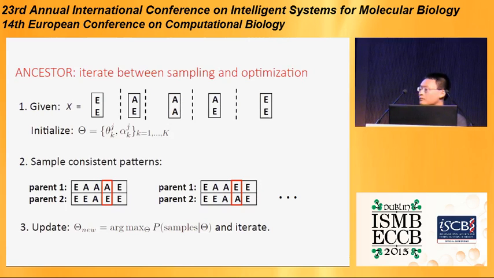In the optimization step, conditioned on a finite set of parent scenarios that are consistent with the observed data, we can analytically optimize for the parameters of the semi-Markov process. And then we iterate between the sampling step and the optimization step until convergence. So it's similar to the kind of stochastic EM approaches.